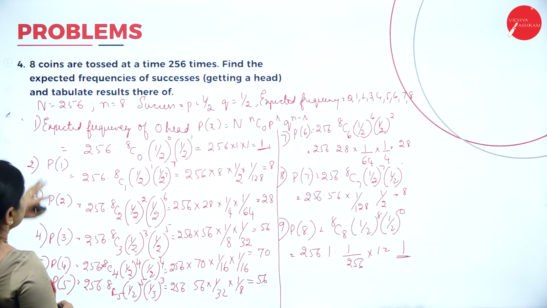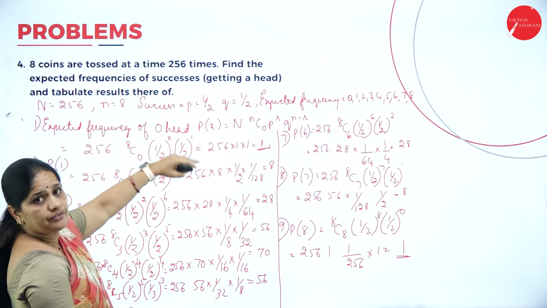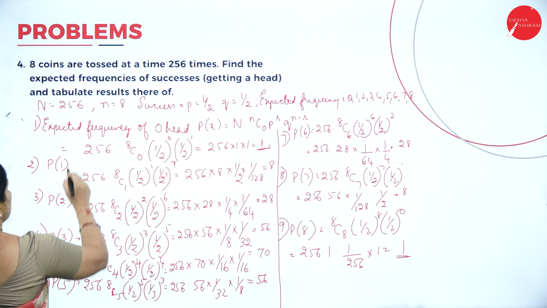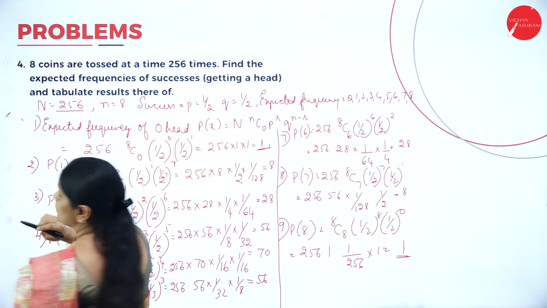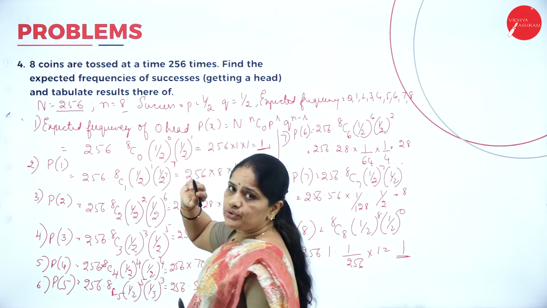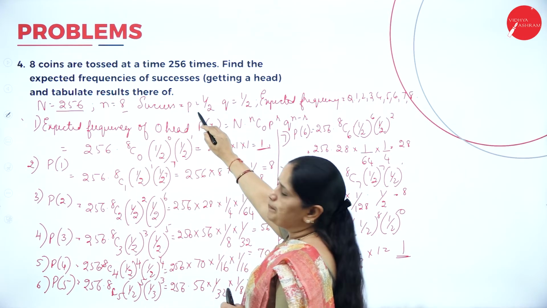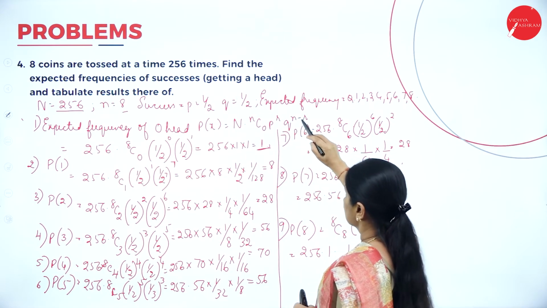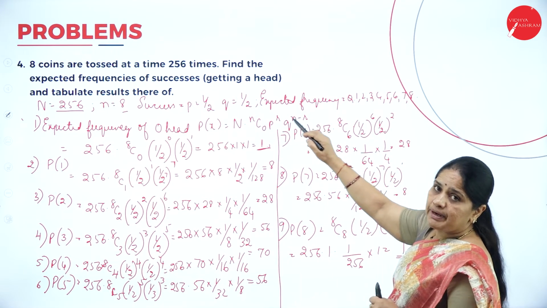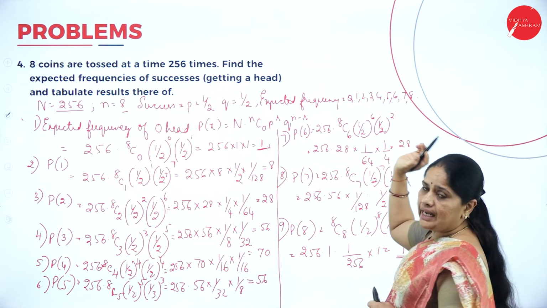So we have here 8 coins tossed at a time, 256 times. Find the expected frequencies of success or failure. So we know that capital N is equal to 256, then small n is equal to 8. The number of trials is equal to 8, and the probability of success p is half, q is also equal to half. Now the expected frequencies are for 0, 1, 2, 3, 4, 5, 6, 7, 8.